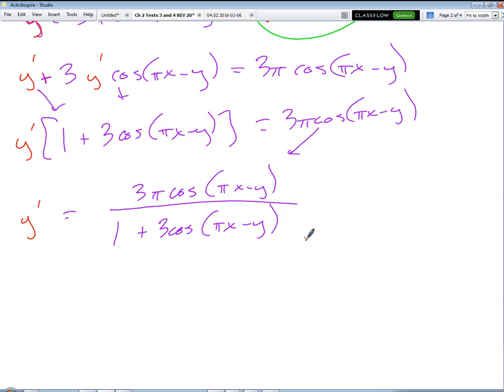So if the one wasn't there, I'd be fine. I could cancel lots of stuff, and it would just be pi. But because the one is being added on the bottom, I can't do it.